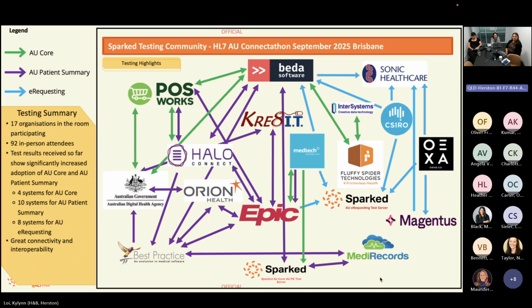There were 17 organisations in the room with over 90 in-person attendees, and this diagram is just to show the amount of interconnectedness happening. Data is being exchanged, and connections are being formed. It's been really cool to see that the standards that have been developed within Sparked are really starting to make their way into vendor land.